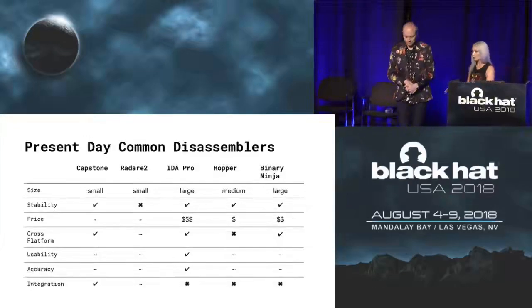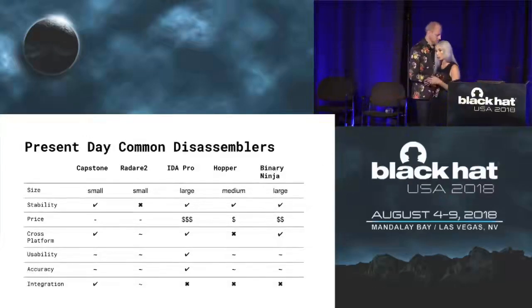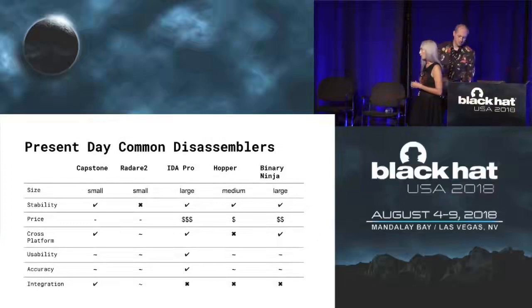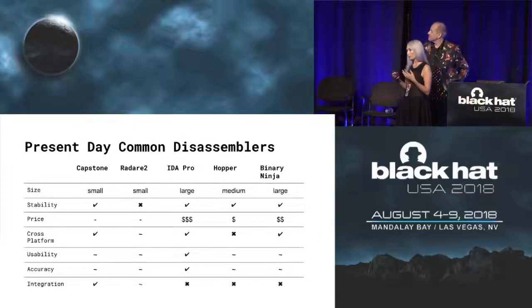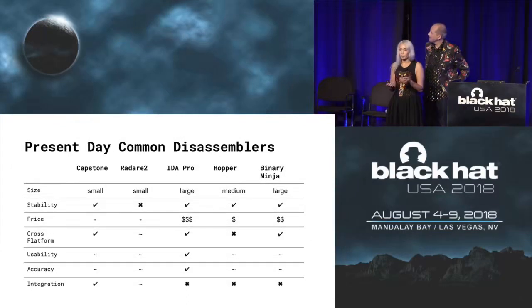So we put together this chart. We were kind of looking for a solution for automated disassembly. And so I have these little check boxes and X's as far as evaluating Capstone, Radare2, IDA Pro, Hopper, and Binary Ninja, which are pretty common. A lot of people use them.